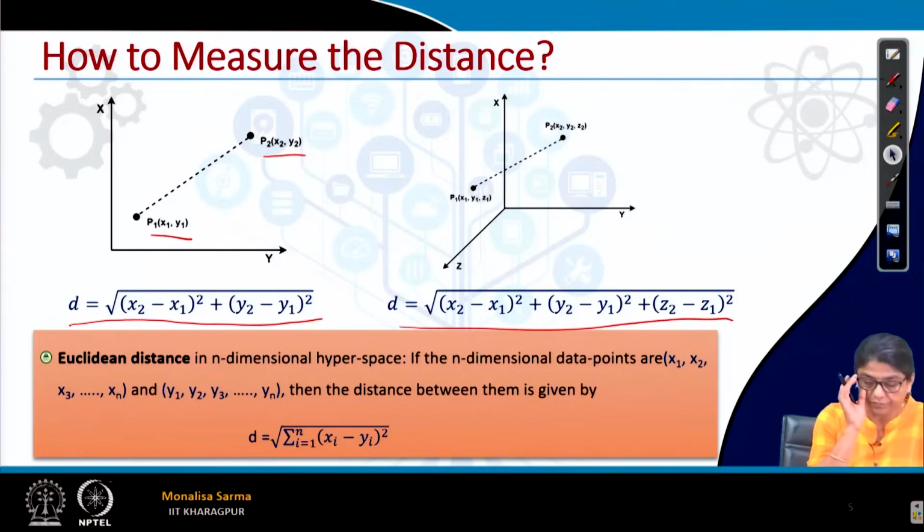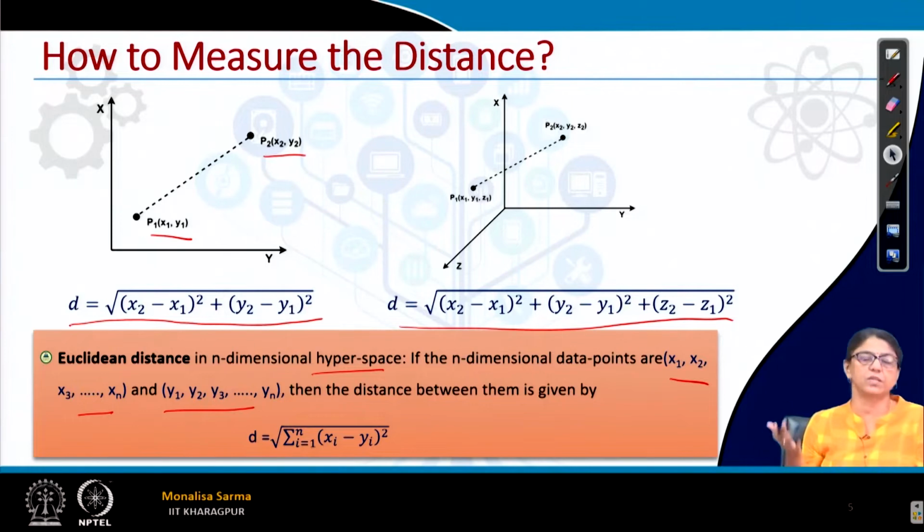Similarly, if it is 2-dimensional, we consider it a straight line. If it is 3-dimensional, we consider it a 3-dimensional plane, and if it is more than 3-dimensional, then we consider it a hyperspace. So this is the Euclidean distance in n-dimensional hyperspace. If the n-dimensional data points are x1, x2 up to xn and y1, y2 up to yn, then the distance between them is the same thing. Whether it is 2-dimensional, 3-dimensional, 4-dimensional or 5-dimensional, you just have to find the distance.